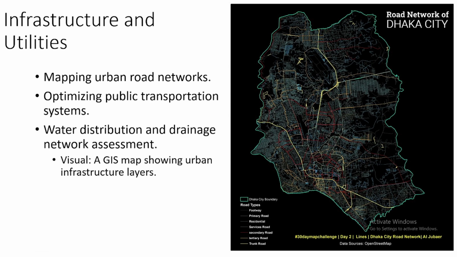then water distribution and drainage networks assessment. Okay, so you can easily visualize the urban infrastructure layer. So you can simply add all of the layers, then you can easily create it for your own urban area. So this is the major road, this is a tertiary road, then secondary road, primary road, service road, residential road, footway. Okay, we can easily generate this type of thing. Just make the layer, overlay it with your imagery or your study area. Then you can create the road network mapping.